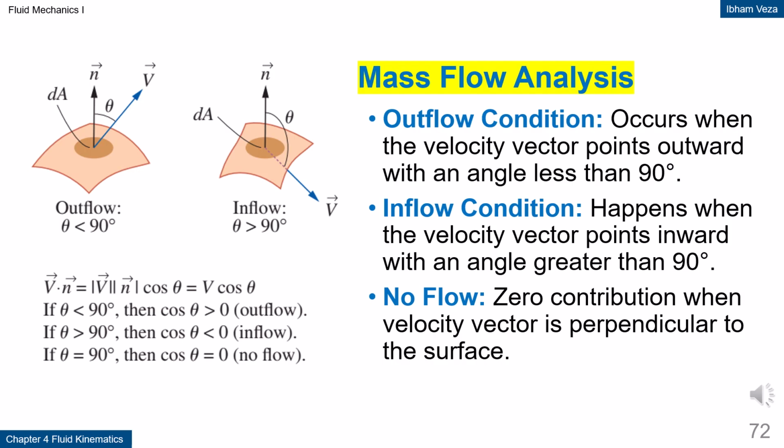Mass flow analysis. Outflow occurs when the velocity vector makes an angle less than 90 degrees with the outward normal. Inflow occurs when the angle is greater than 90 degrees. If the velocity vector is perpendicular to the surface, there is no flow across that surface. This rule helps determine the sign in mass flux calculations. This concept is important for consistency in mass balance analysis.